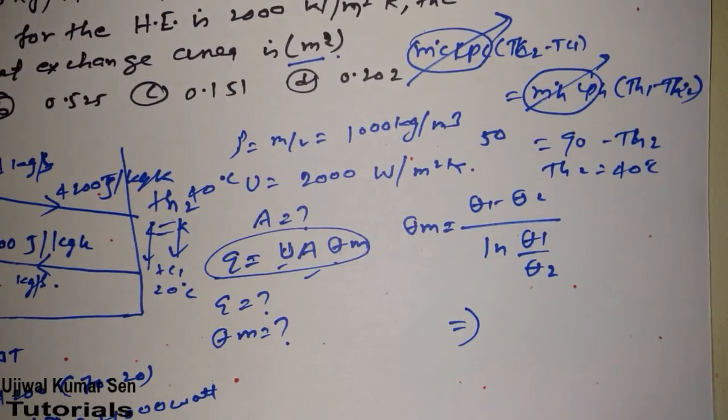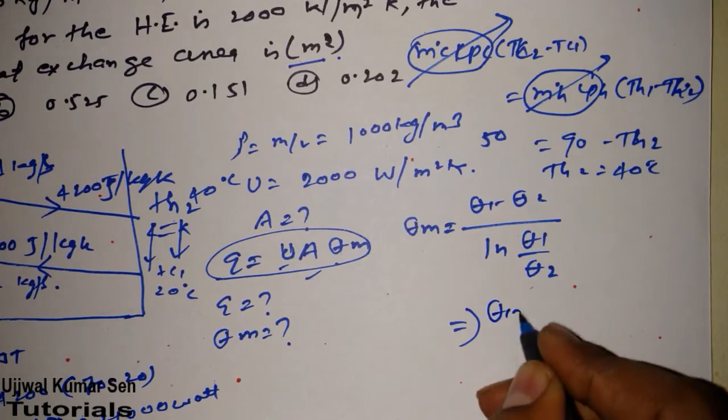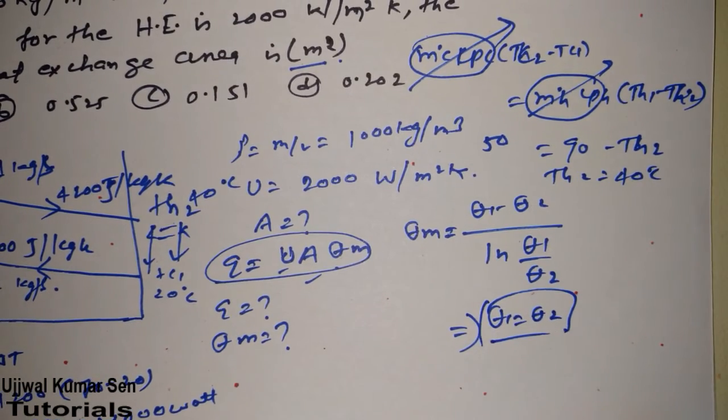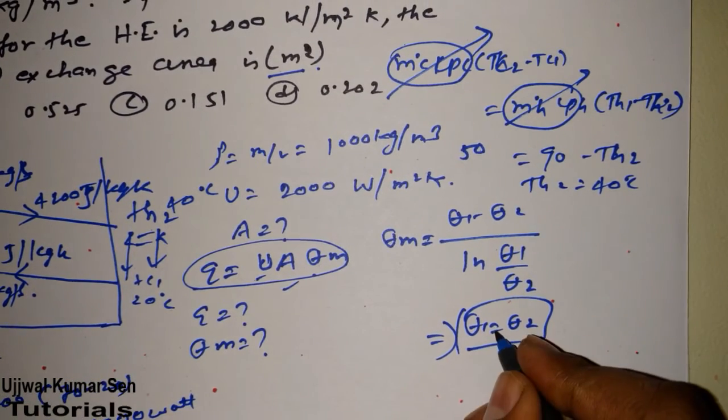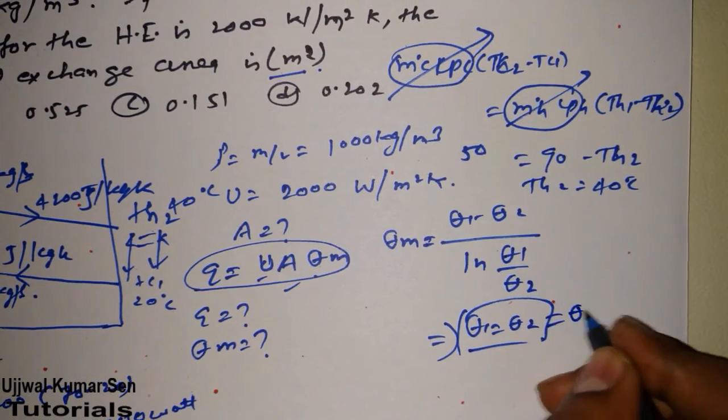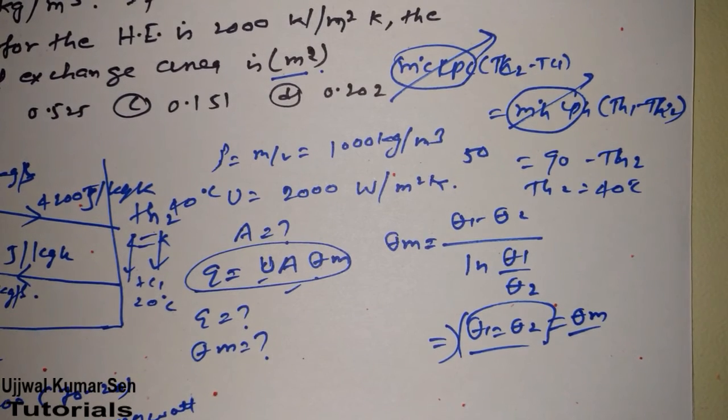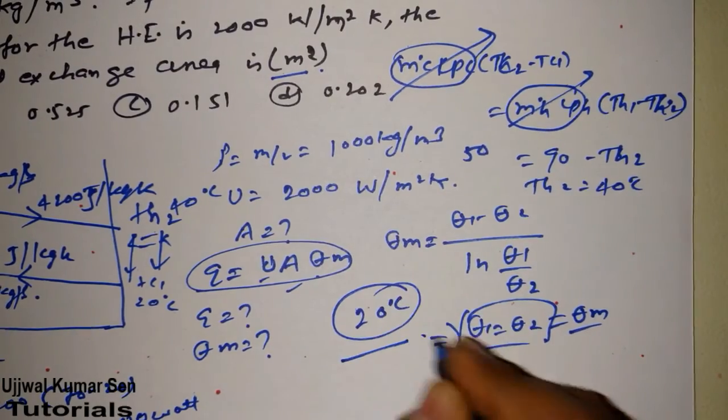How? So what is it? Theta 1 is equal to theta 2. This is only possible in the case of a counter flow heat exchanger. Remember that. I am repeating again: theta 1 equal to theta 2 is only possible in the case of a counter flow heat exchanger. In that case, you need to say theta 1 is equal to theta 2 is equal to theta m, that means equal to LMTD. So the value of LMTD here is only 20 degree centigrade.